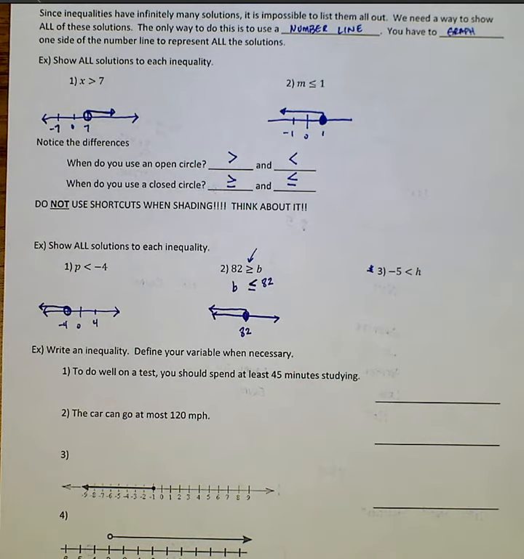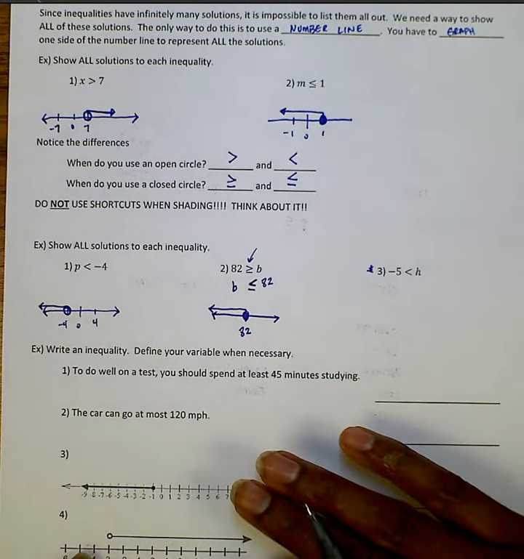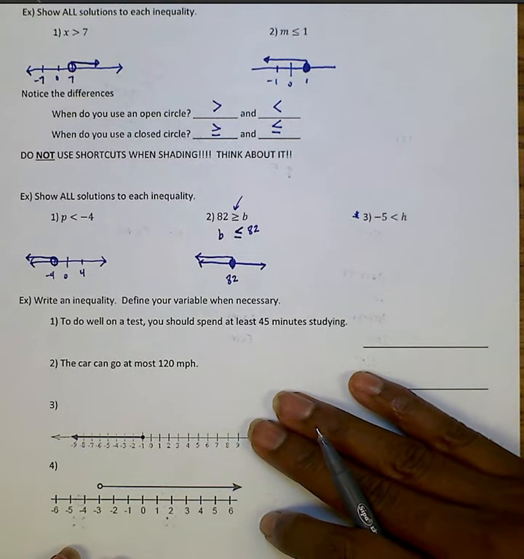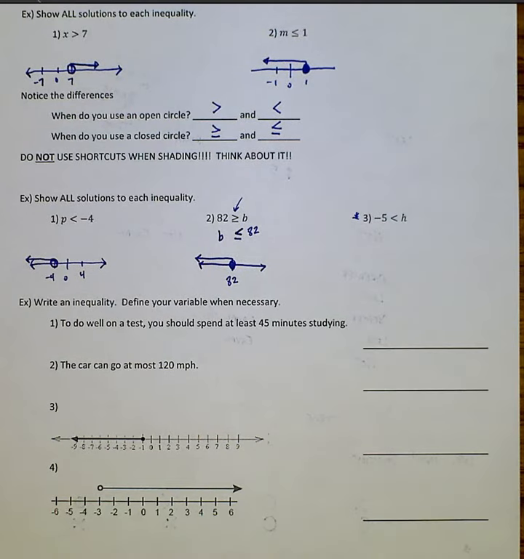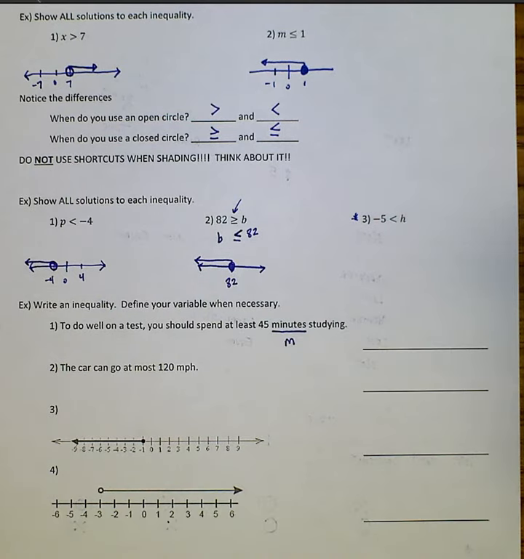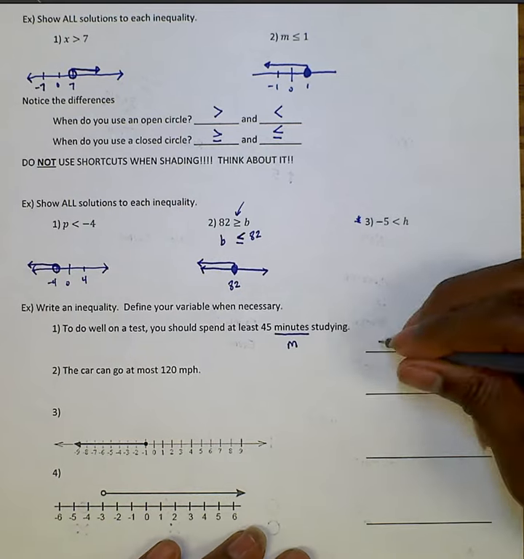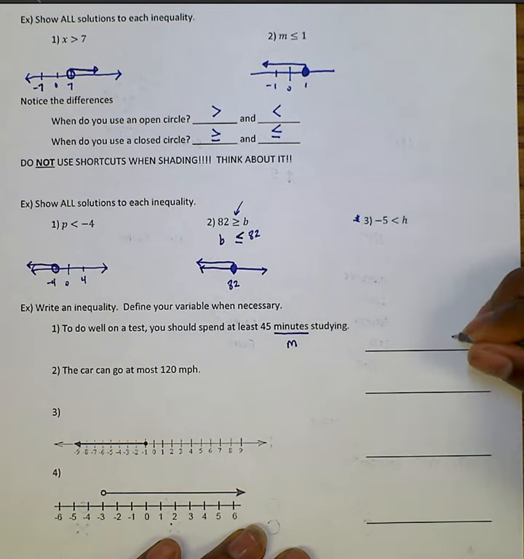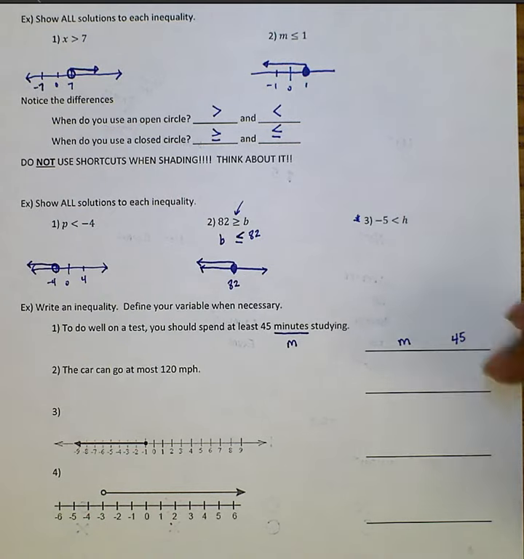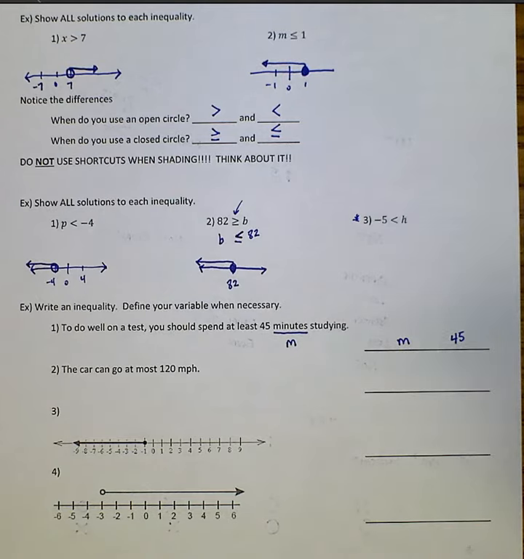Alright, we'll write a few inequalities and then that'll wrap up this first introductory lesson. So here we have a few situations. Let's read and write some inequalities. It says to do well in your test, you must spend at least 45 minutes studying. So I'm going to say M. Okay. It says at least. So at least 45. 45 we know is going to be important. We're talking about the minutes studying. Do we want M to be more than or less than or equal to?